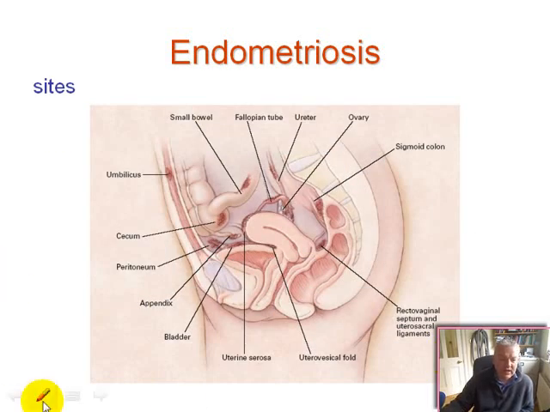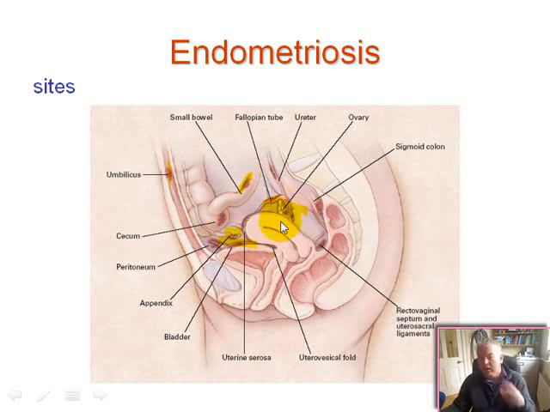This is demonstrating the areas that we commonly find endometriosis. It can be found on the bowel, it can be found even in the umbilicus, widespread throughout the peritoneum, over the uterovesical fold. It can be found on the appendix, fallopian tubes, on the ovaries, and within the ovaries can create ovarian cysts. It can be found on the ureters, it can narrow the ureters, on the sigmoid colon, and a lot of times it's in this area, the rectovaginal septum, and also the pouch of Douglas.